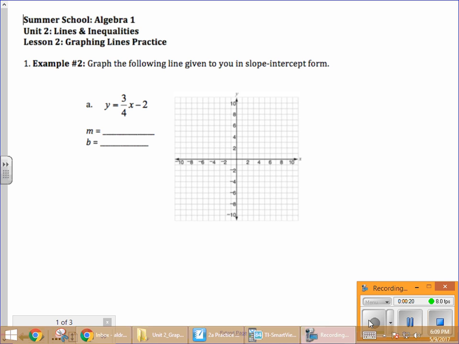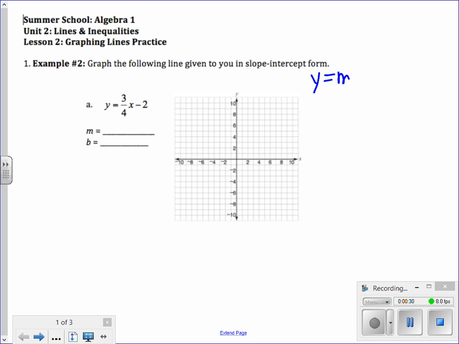The first problem I'm going to do is 1A, the very first problem on the practice. It says, graph the following line given to you in slope-intercept form. Well, slope-intercept form is y equals mx plus b. We talked about in the notes how m represents the slope and b, that number, represents the y-intercept. So when I look at this equation, y equals 3/4 x minus 2, this 3/4, that number that's in front of the x, is my slope. The -2 is my y-intercept.